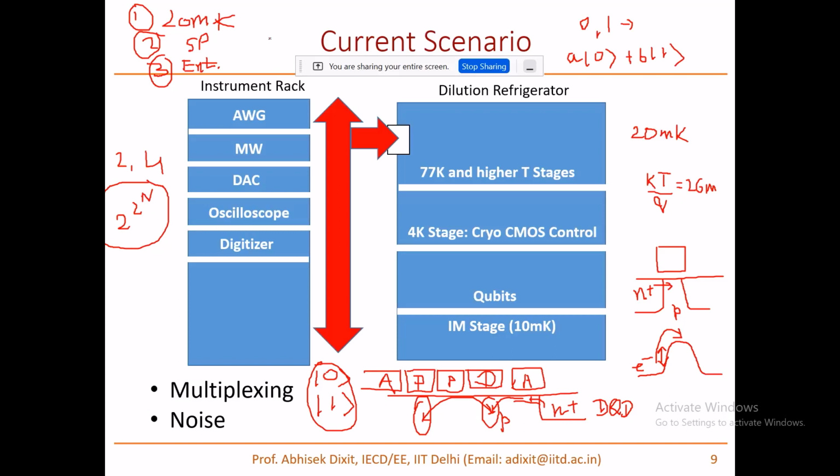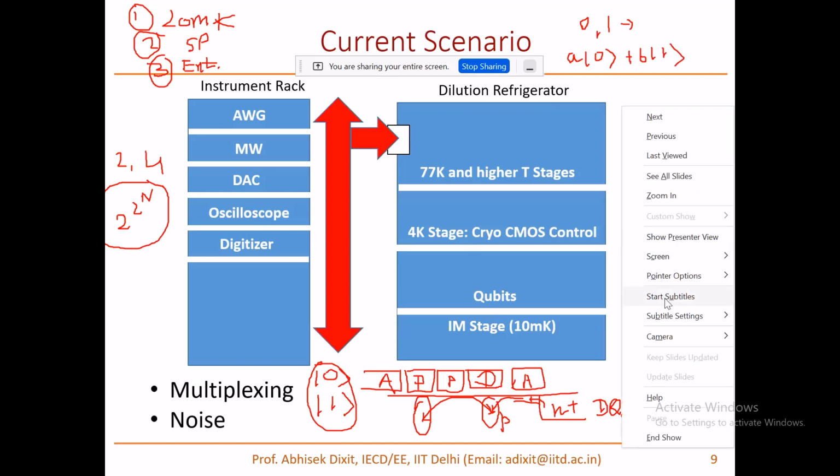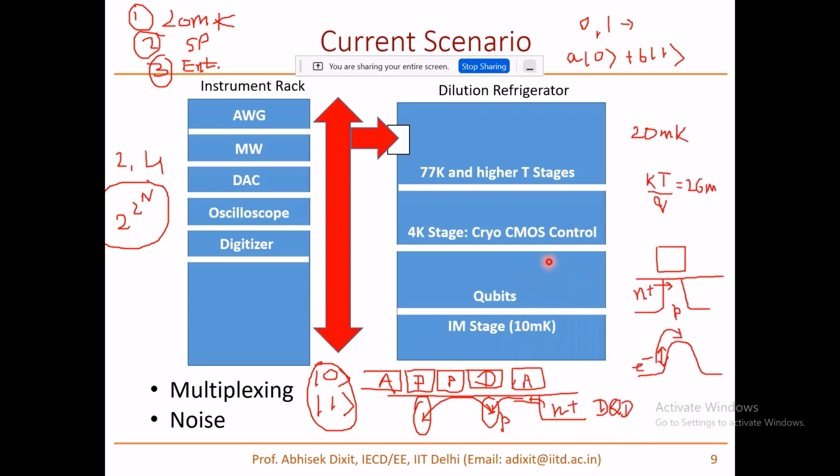Now, what I'm trying to show you is the current scenario in the lab. Our qubits are here. Let's switch back to the pointer. So our qubits are here. We keep them at 10 to 20 millikelvin, in the mixing stage of the dilution refrigerator. Of course, reaching this kind of low temperature is very, very difficult. The lower the temperature gets, the lower the cooling capacity of this fridge. So at this stage, the cooling capacity is probably just 40-50 microwatts.